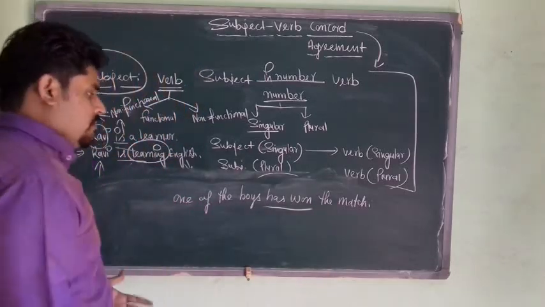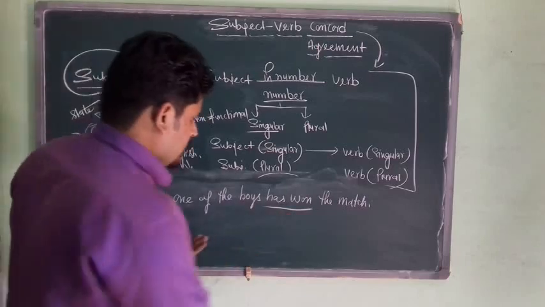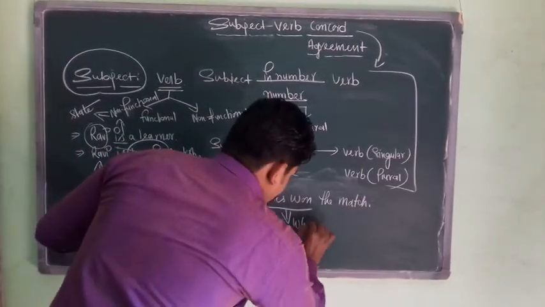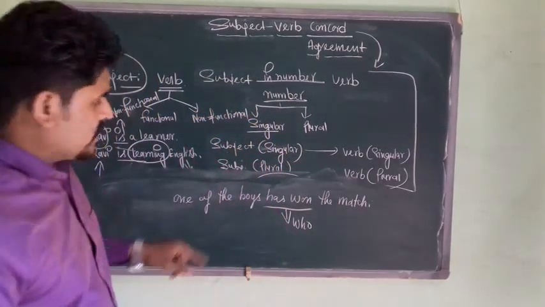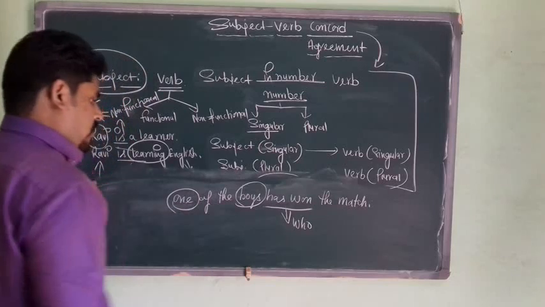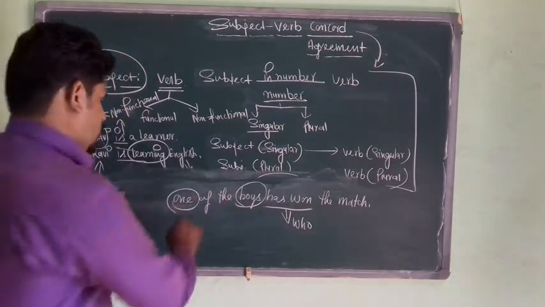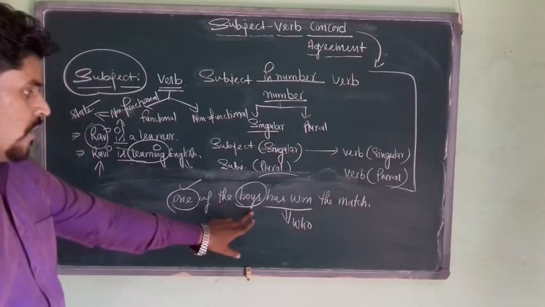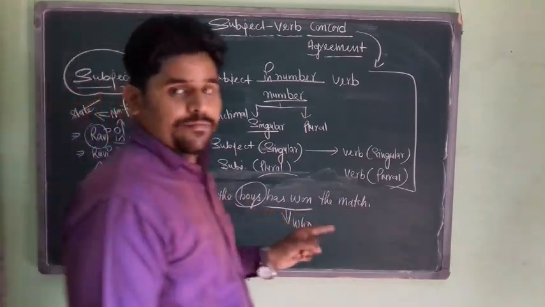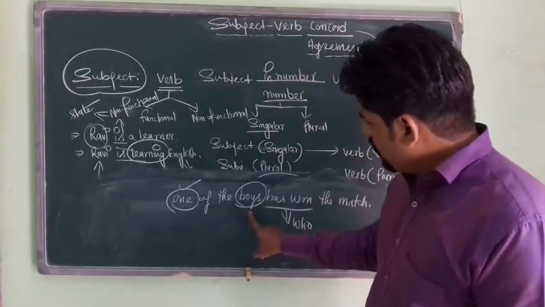Here, what is the subject? Who has won the match? Again, since this is a functional verb, you just need to ask who. Who has won the match? Boys or one boy? One of the boys. Here, the actual subject is one. Why? Because we are not talking about all the boys. There was only one boy out of many. So, the actual subject of the sentence is one, not boys.